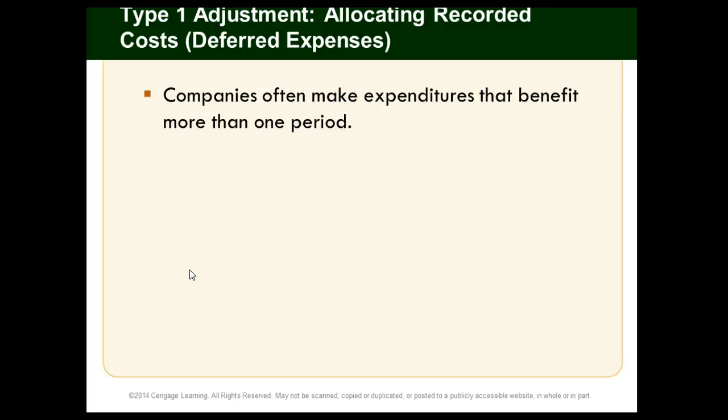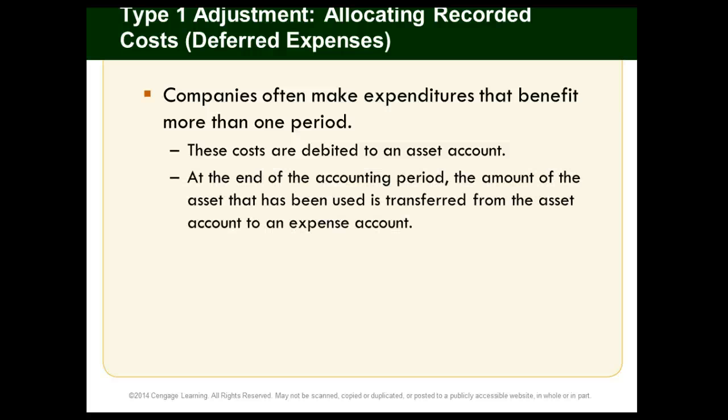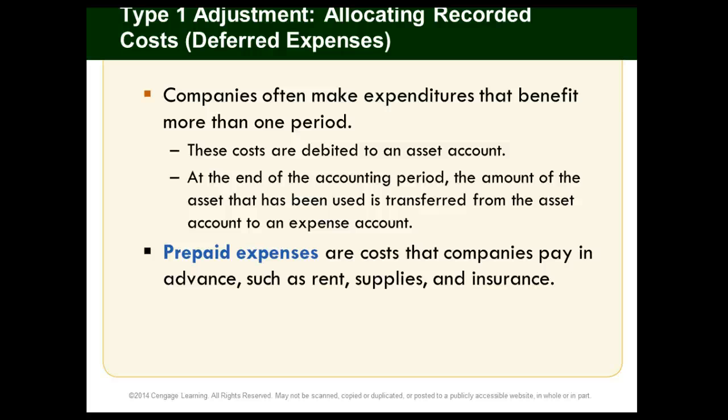Allocating recorded costs. Companies make expenditures that sometimes benefit more than one period. So for example, we prepay insurance up front, okay? That prepaid insurance up front might last more than just one year or one month or one period. So when we make expenditures that are going to benefit more than one period, oftentimes we put it to an asset account that we call a prepaid account. At the end of the accounting period, the amount of the asset that has been used up gets transferred from the asset account into an expense account.